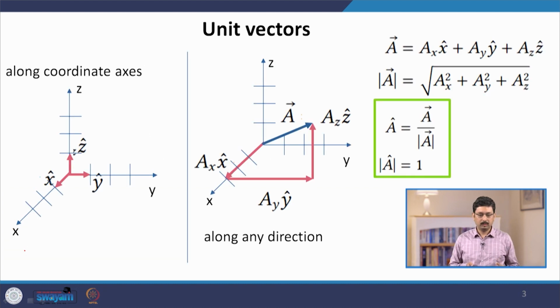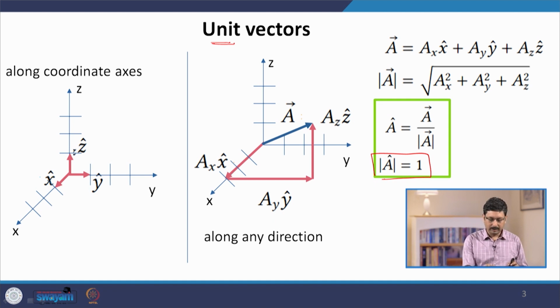Before we go to the actual calculations, we need the concept of unit vectors. We are quickly going to review this concept. A unit vector is basically a vector whose magnitude is 1. Unit means 1. So, let us take an example.